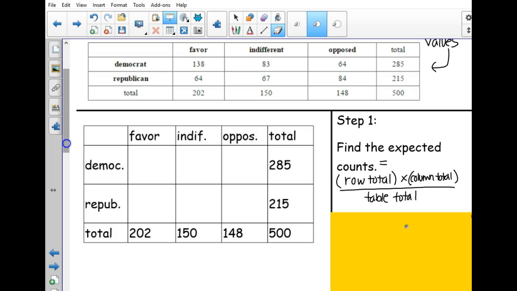What I did for you right here is I just rewrote the table and I left the cells that mattered blank. The totals will stay the same every single time because we interviewed 500 people and 285 of them were Democrats and 215 of them were Republicans.